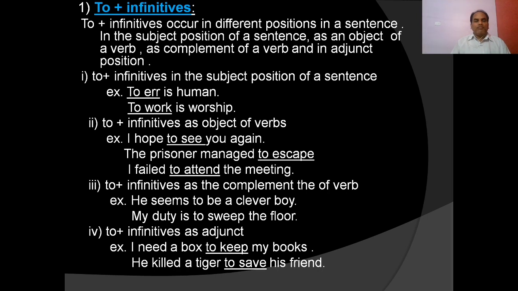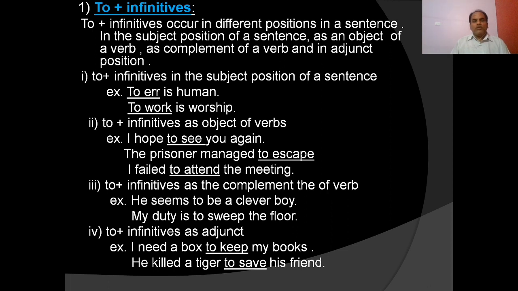And in the third case, to-infinitives as a complement of the verb. To-infinitives can be used as a complement of the subject or verb. You see, my duty is to sweep the floor. Here, is is the main verb or be verb. So, here the complement is to sweep. Also, he seems to be a clever boy. Seems is a linking verb. We know after seems, to be is the complement of the verb. So we know this to-infinitive is used as a complement in a sentence.